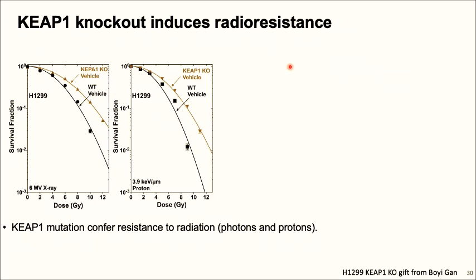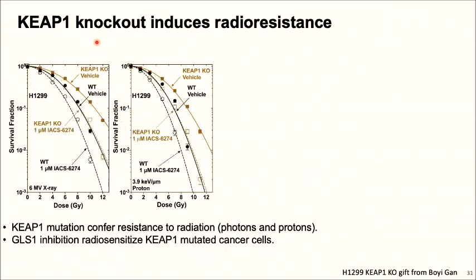And then to demonstrate that indeed KEAP1 makes cells radioresistant, we obtained a lung cancer cell line that was KEAP1 wild type and knocked KEAP1 out. And you can see that the cells became more radioresistant. This is the case for photons, and this is the case for protons as well. And then when we treat with the GLS1 inhibitor, we can more or less recover the radiosensitization.